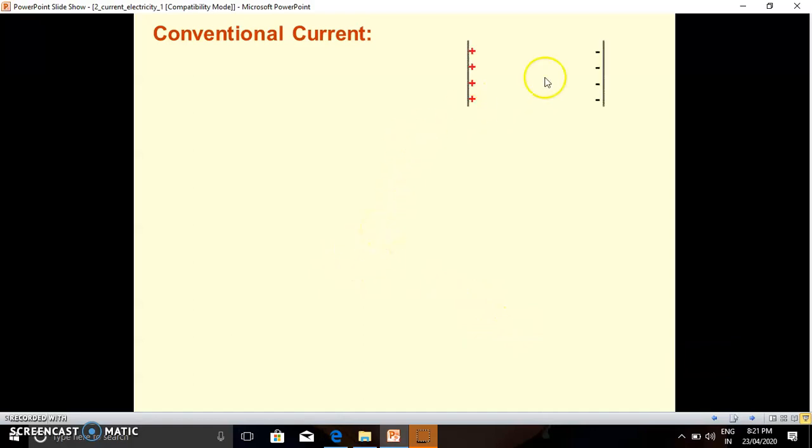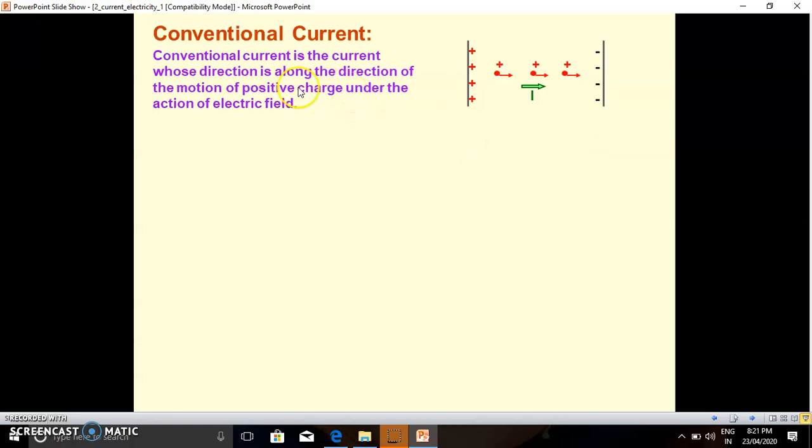If you see the figure, it is very clear that positively charged particles are going from the positive terminal of the battery to the negative terminal. Here you can see, it indicates the current, this is our conventional current. Conventional current is nothing but the flow of the positively charged particle. It is the current whose direction is along the direction of the motion of the positive charge under the action of electric field, isn't it?